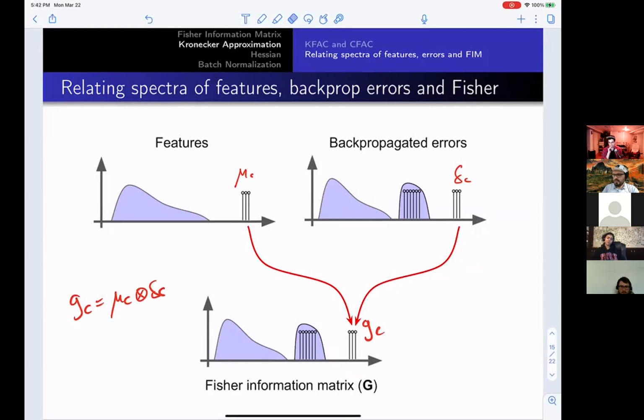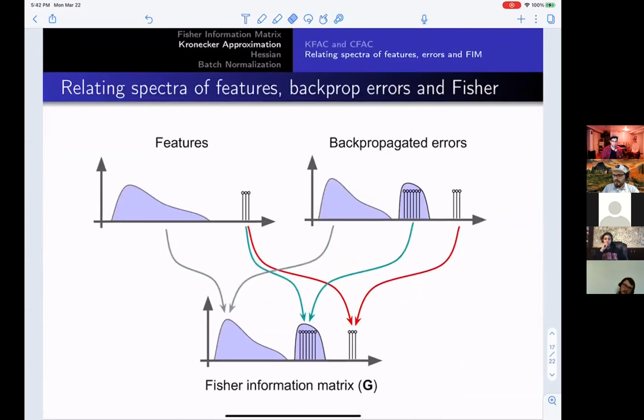And similarly, the class means in the features are being Kronecker-multiplied by the cross-class means in the backprop errors to create the mini bulk in the Fisher information matrix, and the same about the bulks. Does this make sense? Amireza, are you satisfied with the answer? Okay, Amireza is already asking a question. Should we expect a slower convergence for the Fisher information matrix compared to features and backprop errors?